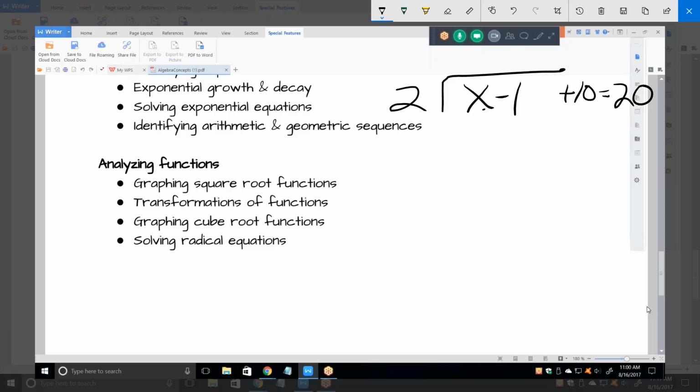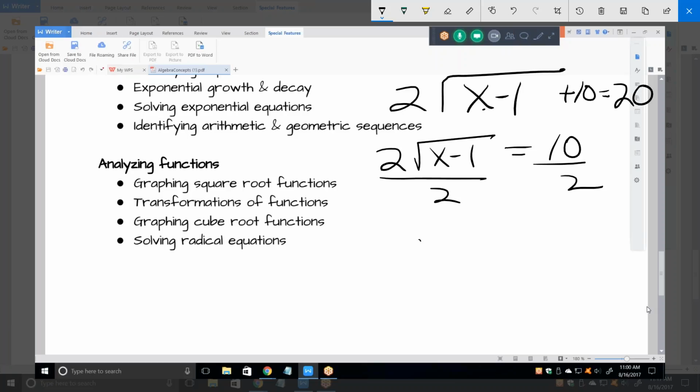Solve that equation. That plus 10 is outside the radical sign. Okay, so the next line would be 2 times the square root of x minus 1 equals 10. And then the next step, you divide by 2? Exactly.